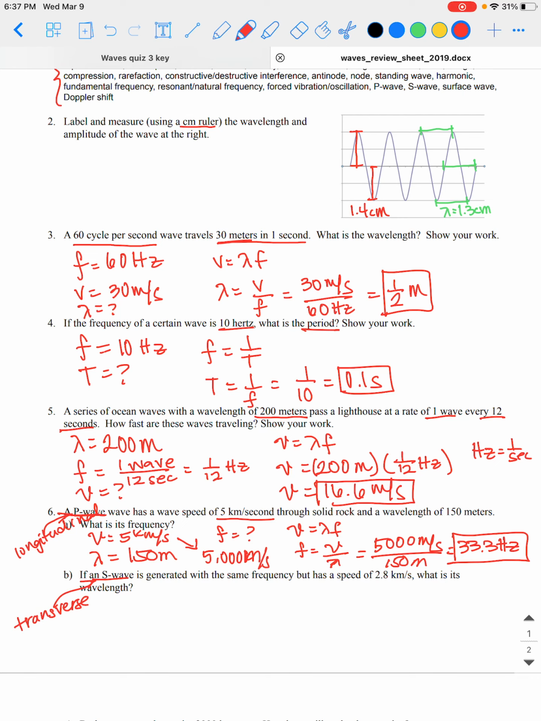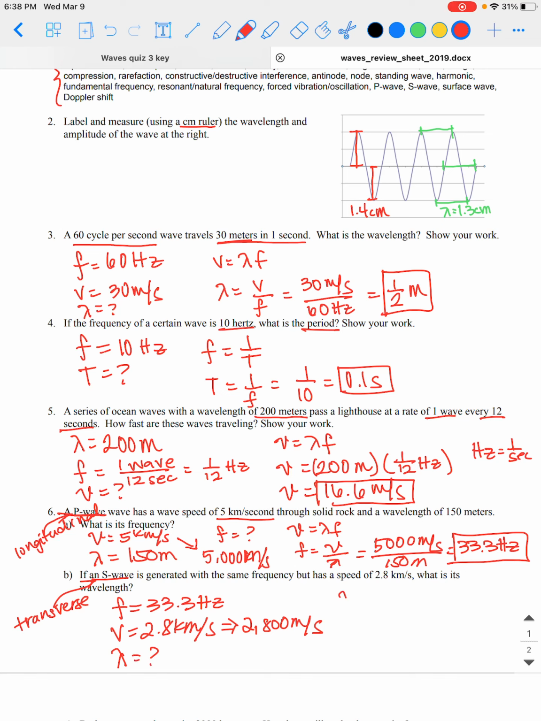It has the same frequency, so the frequency is going to be 33.3 hertz. It has a speed of 2.8 kilometers per second. What is the wavelength? Since I used meters the last time, I'm going to convert this to meters, and that would give me 2,800 meters per second. And I'm solving for lambda here.